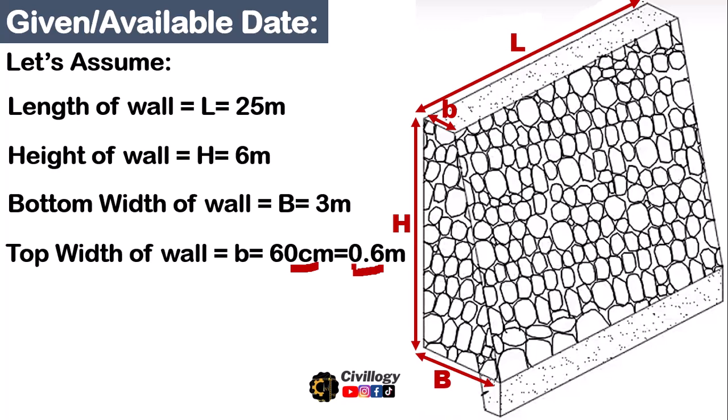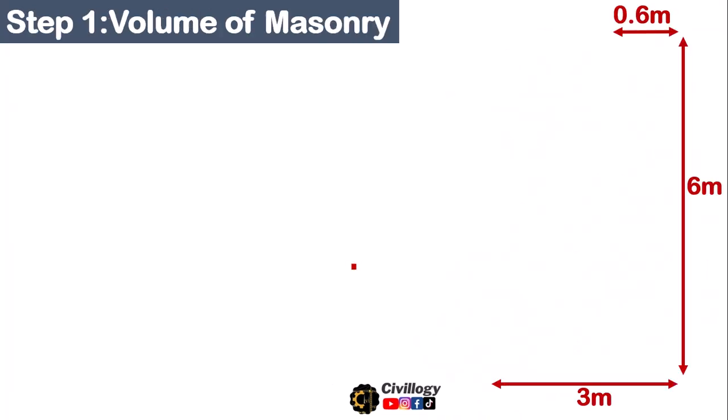For this wall we are going to calculate the quantity of stones and the quantity of mortar. As you know, mortar is a combination of cement and sand, so we will also calculate the quantities of cement and sand for this retaining wall. Okay, so let's proceed.